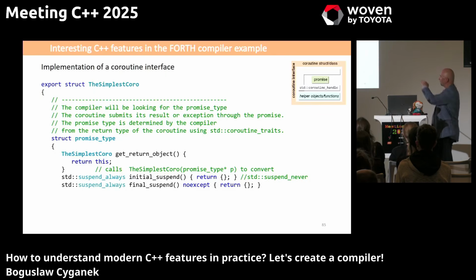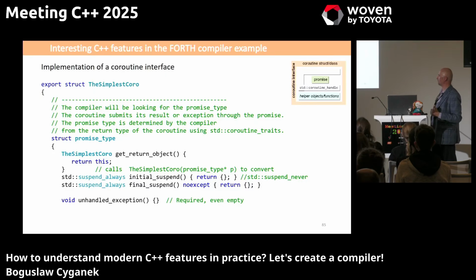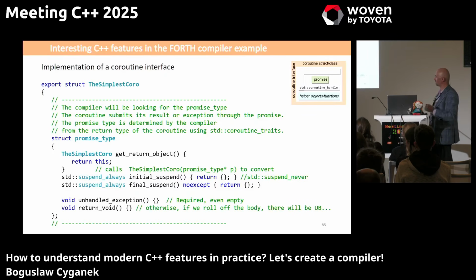Don't run. But we can use suspend_never, and it runs immediately. Final_suspend: what to do when the coroutine finishes? Also suspend_always. We have unhandled_exception, which can be empty, and we have return_void. That is the framework, the minimal framework required, which is not that bad.